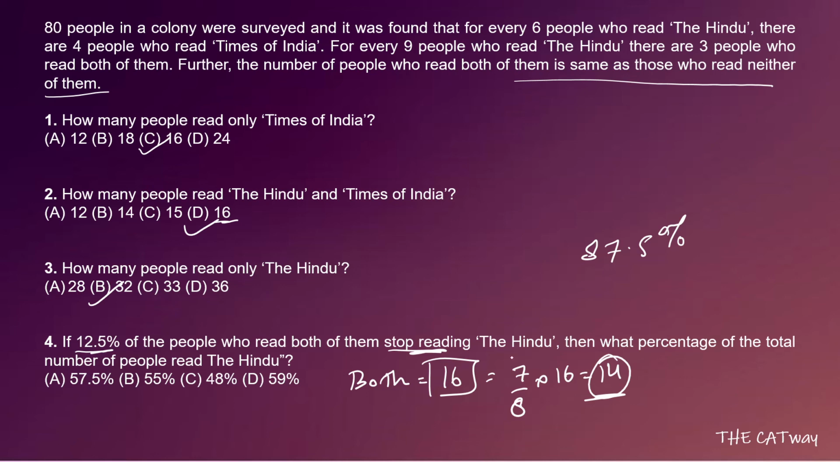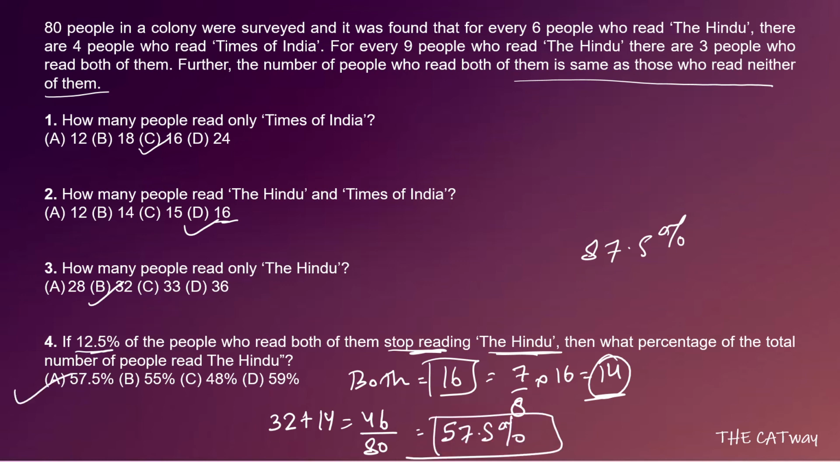What is going to happen is that the Hindu will be read by, let us check. The total value of Hindu will be 32, that is only Hindu, plus 14, that is going to be equal to 46. The total will be 46, and what percentage will it form? 46 by 80 is 57.5%. So 57.5% will be our correct answer, that is option number A.